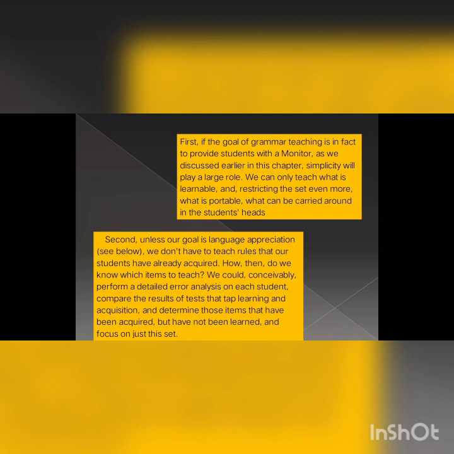The second is, unless our goal is language appreciation, we don't have to teach rules that our students have already acquired. How, then, do we know which items to teach? We could perform a detailed error analysis, or compare the results of tests that tap learning and acquisition, and determine those items that have been acquired but have not been learned, and focus on that set.